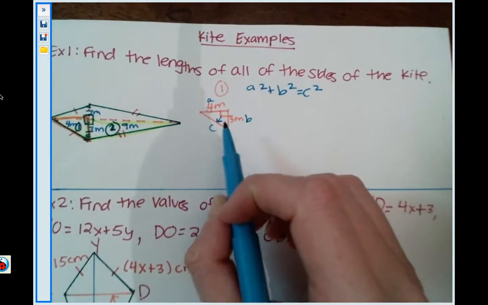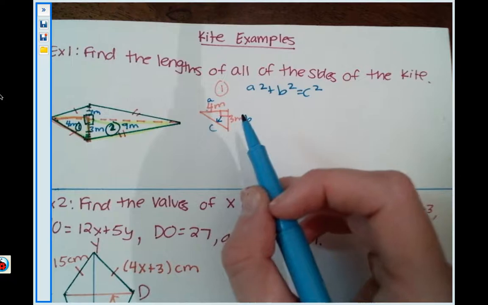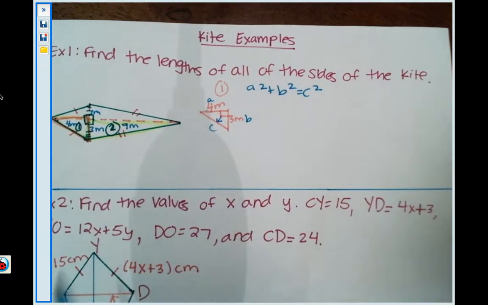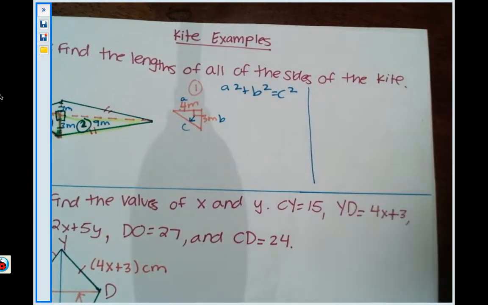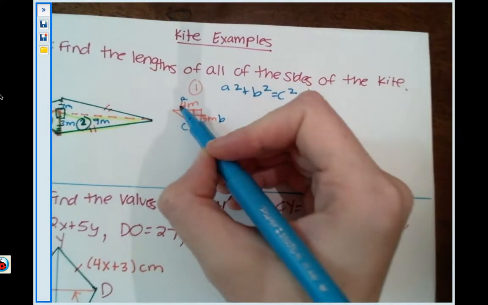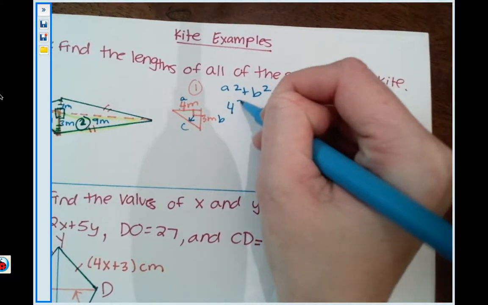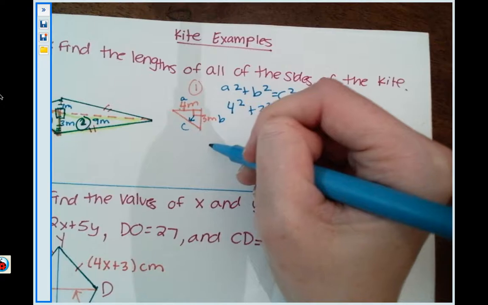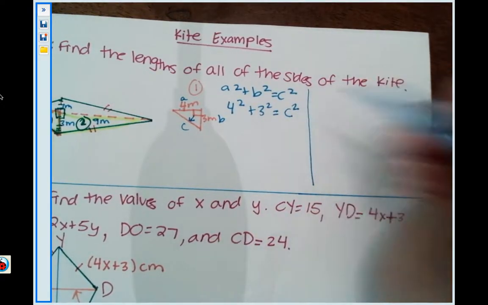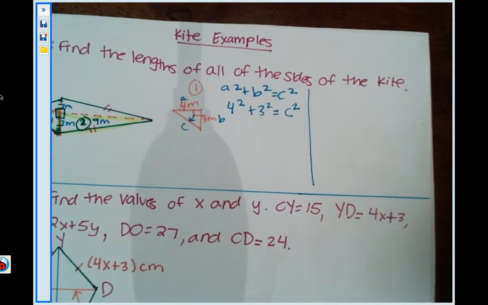It's the one across from the 90-degree angle, and it is the longest side, so keep that in mind. Alright, let's start solving for triangle 1. My A is the 4, so it's 4 squared plus the 3 squared equals my third side, which is the C squared. Alright, let's start solving this.